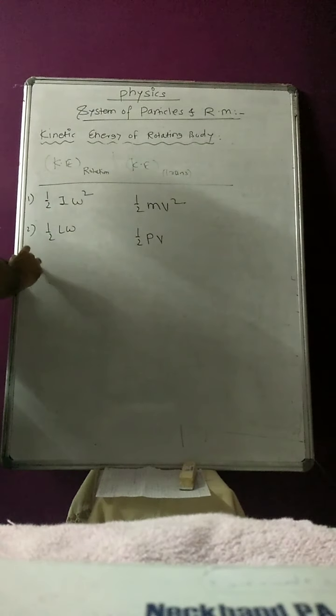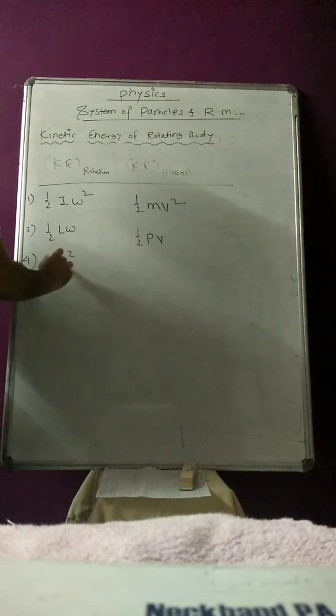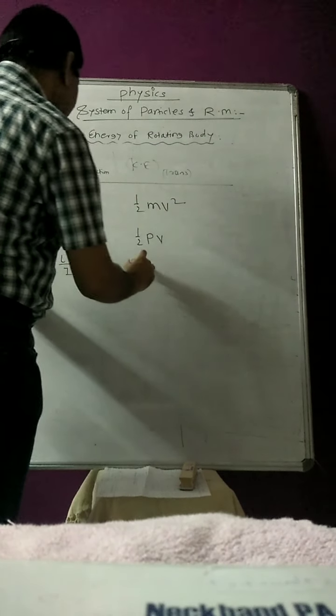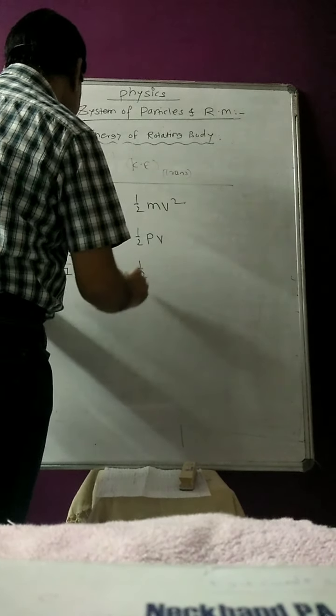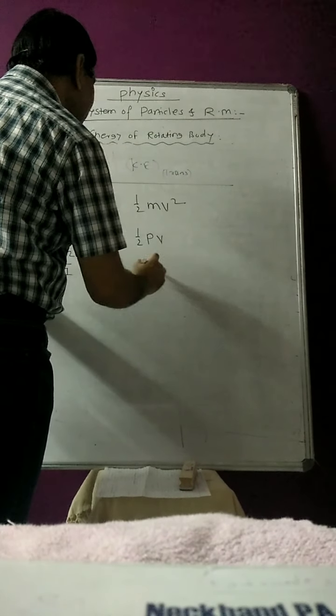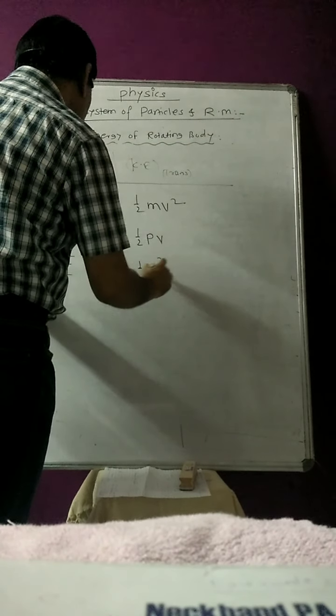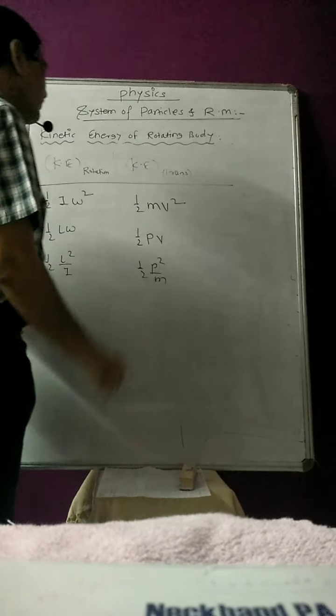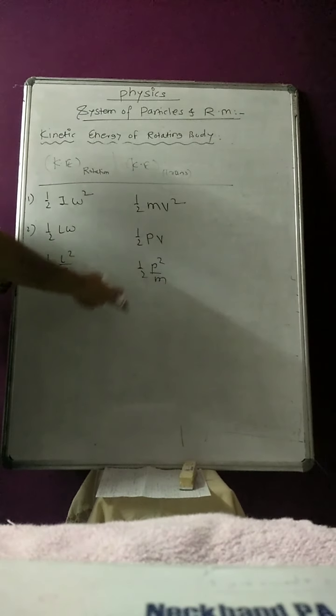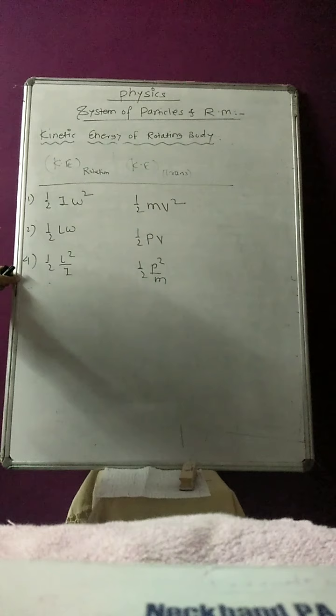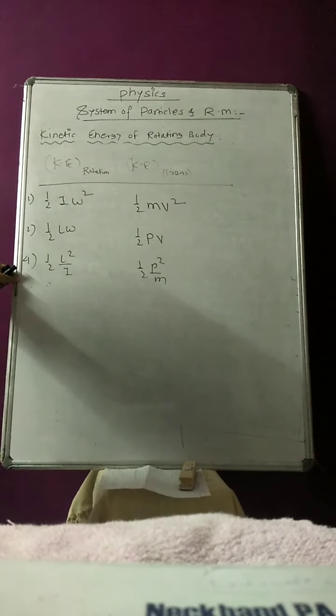And third, 1/2 L square by I. Here, instead of L, we have P square by M, so the kinetic energy of translation is P square by 2M. Therefore P square is equal to 2 times ME, or P is equal to the square root of 2 times ME. So that is the analogy between translatory motion and rotational motion.